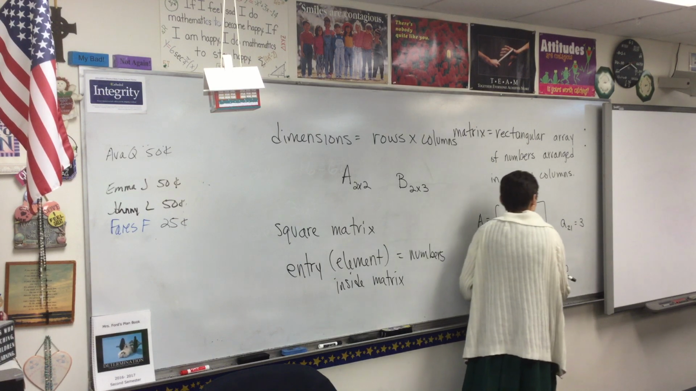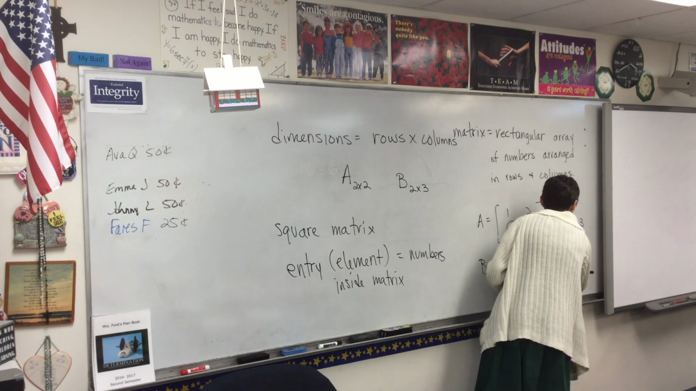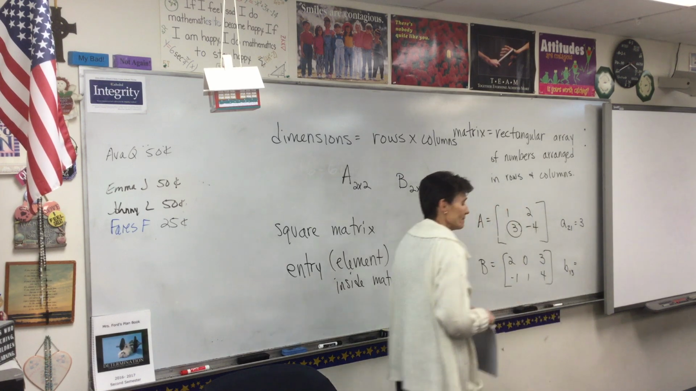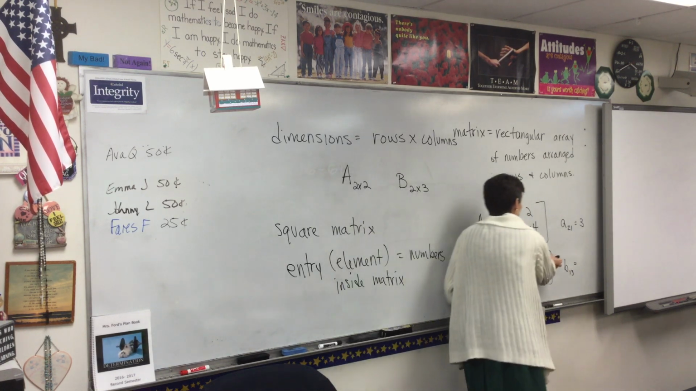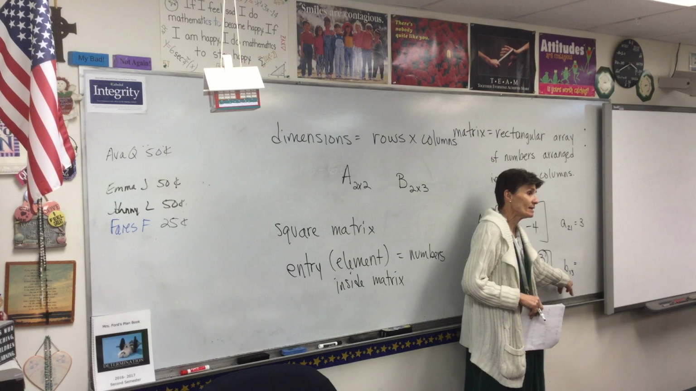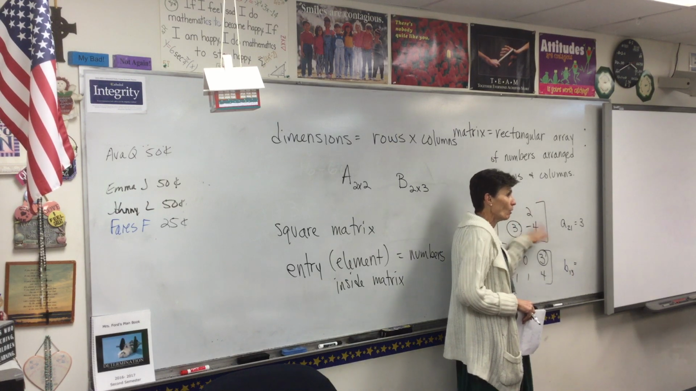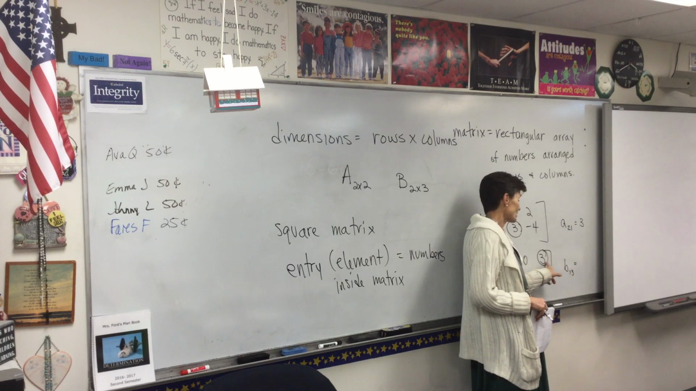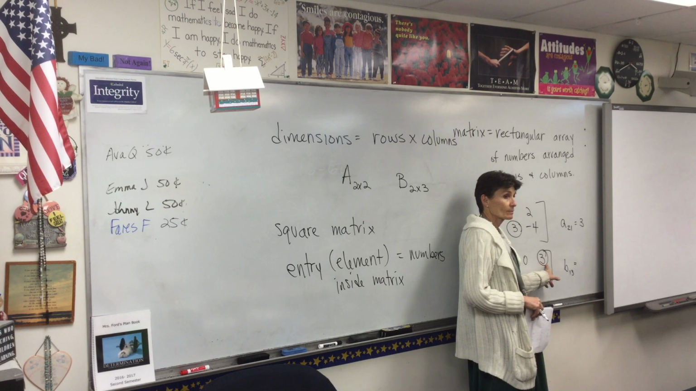What would B sub, let's say 1-3 be? What would that be? 3. That's also a 3, because that means I'm in matrix B, first row, third column. So that's right there. Right?